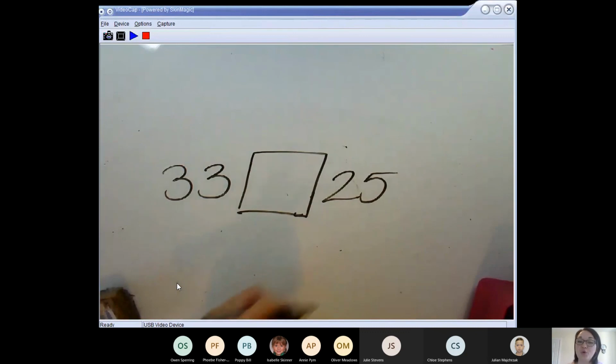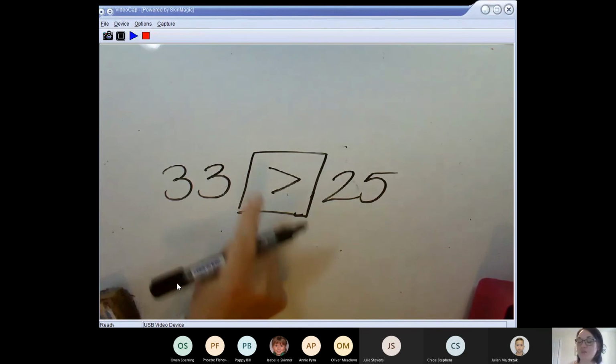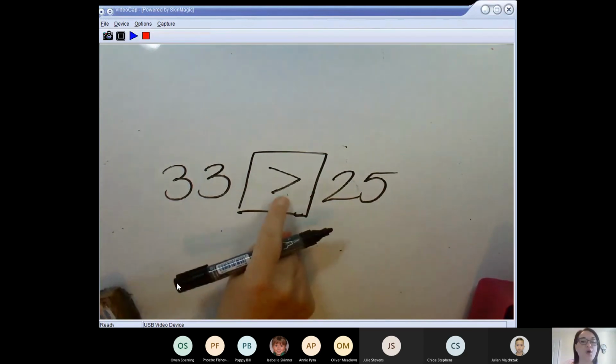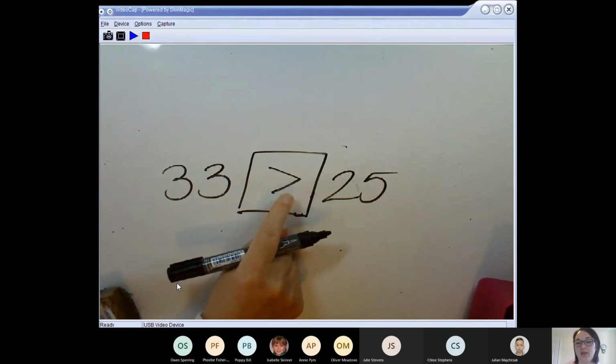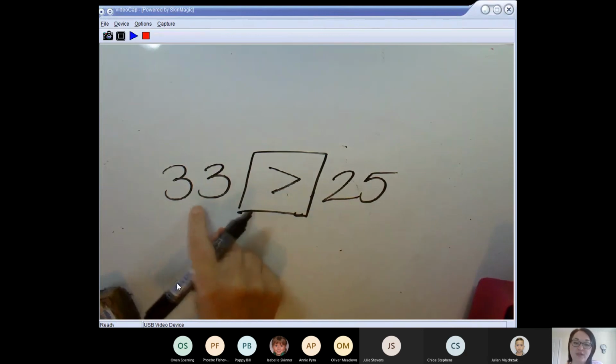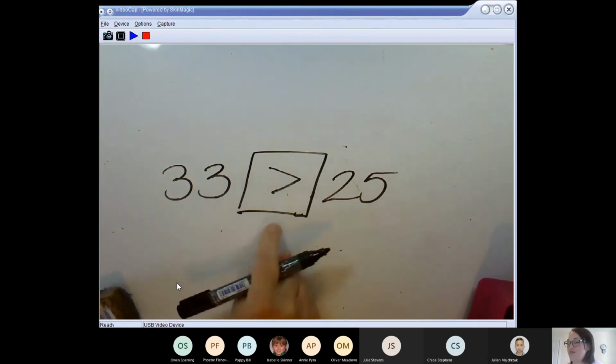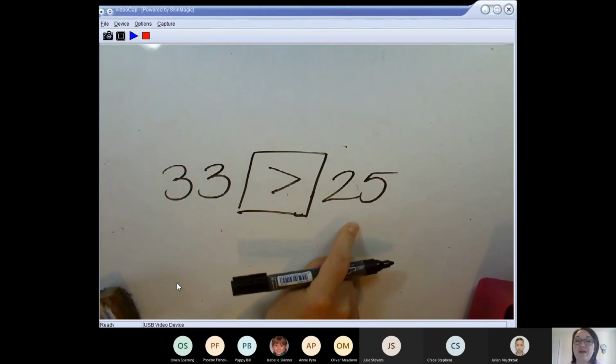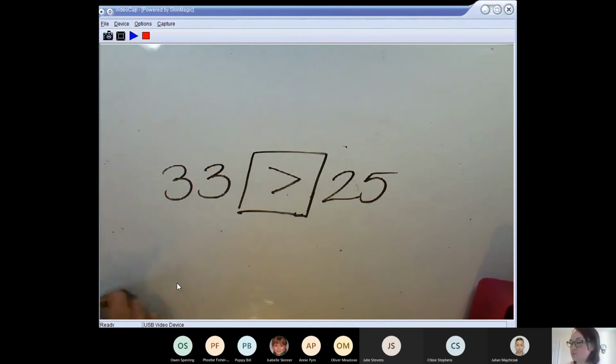Now, I do want you to think carefully about which sign is which. So don't just go, oh yeah, that's the biggest number, and then find the biggest number and put the big side. Actually read each statement out to know which sign is which. This one is the greater than sign. So I want you to read each statement and say the whole thing out loud. 33 is greater than 25. That helps you to know whether you're getting the signs the right way around and what they actually say.